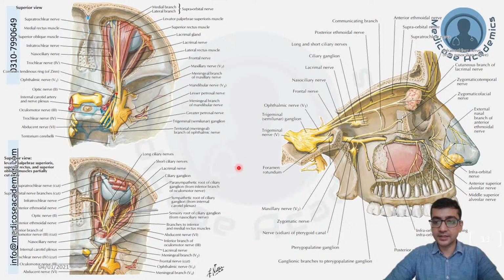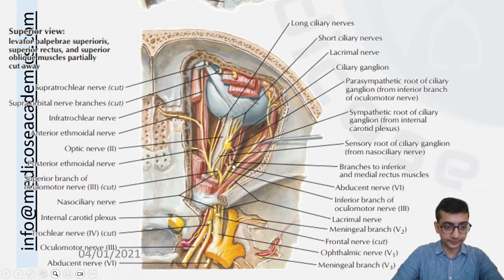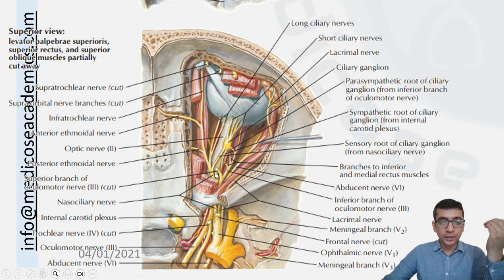Let's trace these nerves in this picture. So here you can see this picture right here. The nerve that is cut here is the superior branch that will be going into the superior rectus and levator palpebrae superioris, and that will be the inferior branch that will supply the medial rectus and inferior rectus.